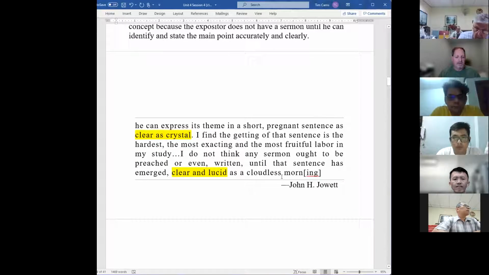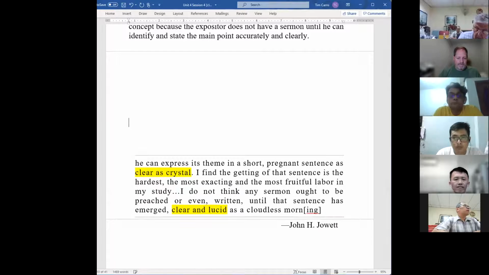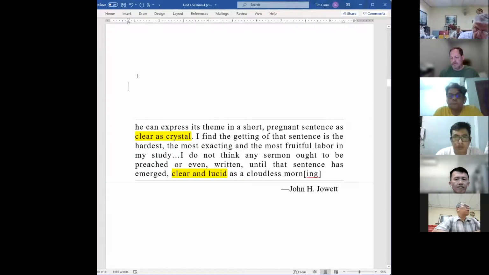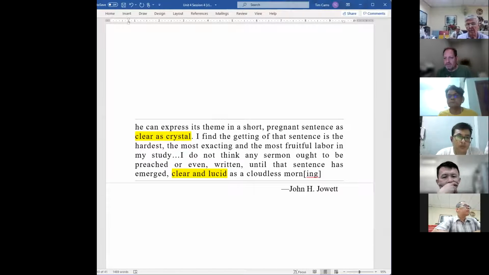I like how one pastor, John Jowett, expressed it this way when he was talking about this homiletical idea or sermon main point. He said that the preacher is not ready to preach his sermon until this. I'm going to ask Norman if you could read this for us.